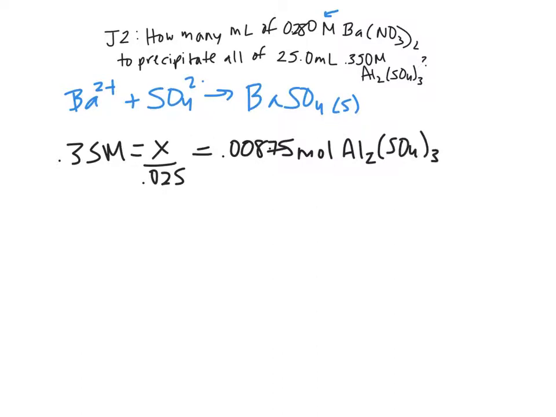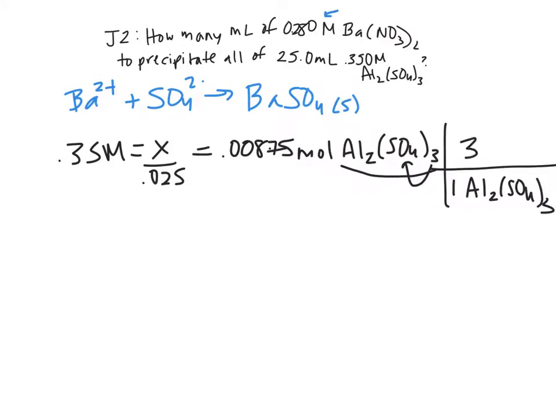Al2(SO4)3. So now I'm going to do a little bit of conversion, or keep in mind that this is moles of this whole thing. I have 3 sulfates in each one, so I could show that as a conversion. For every one Al2(SO4)3, I have 3 SO4 2- ions. So I multiply my 0.00875 by 3, and I get that we need to precipitate out 0.026 moles of sulfate. 0.026 moles of SO4 2-.